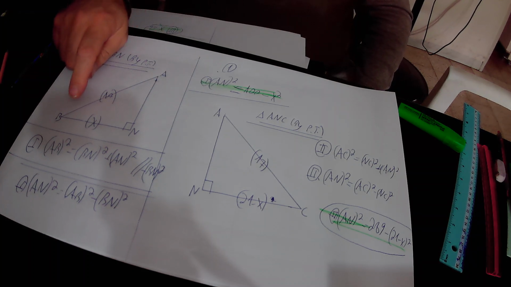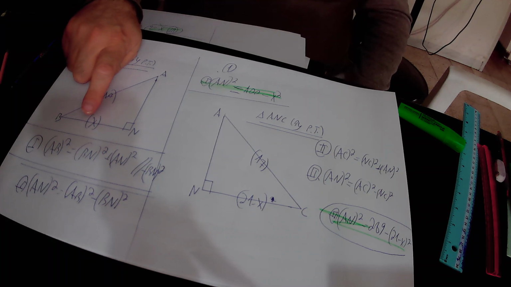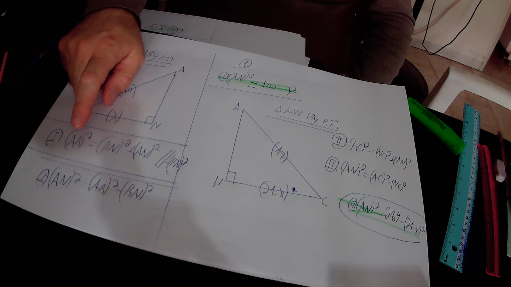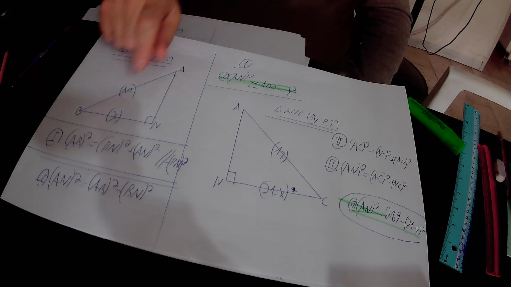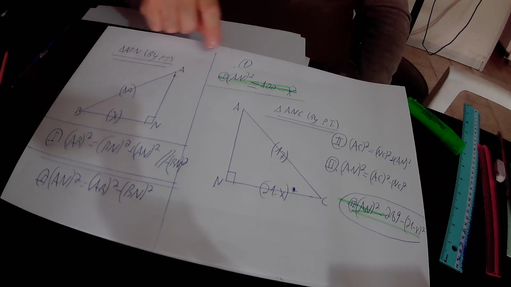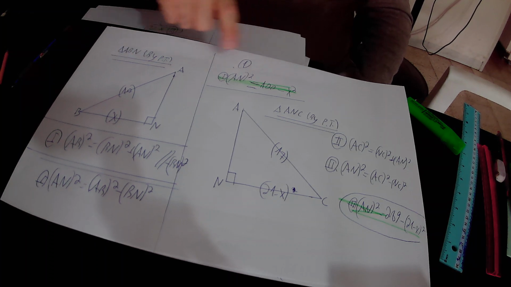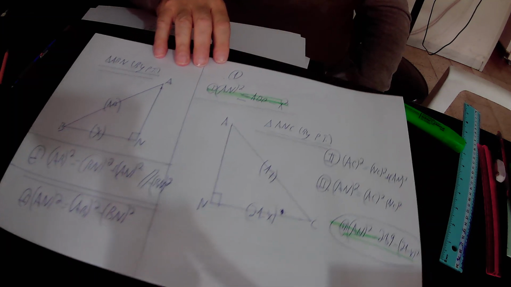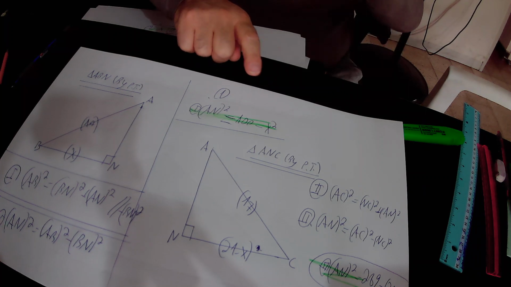AB is 10, therefore AB square is, okay, we will do it later. Here we subtract BN square from this equation. This is equation 1, and according to equation 1, we find that AN square equals AB square minus BN square. So AN square is the missing side, and it equals AB square. AB is 10, therefore AB square is 10 squared, that is 100, minus BN square. BN is X, therefore BN square is X square. So according to equation 1, AN square equals 100 minus X square.